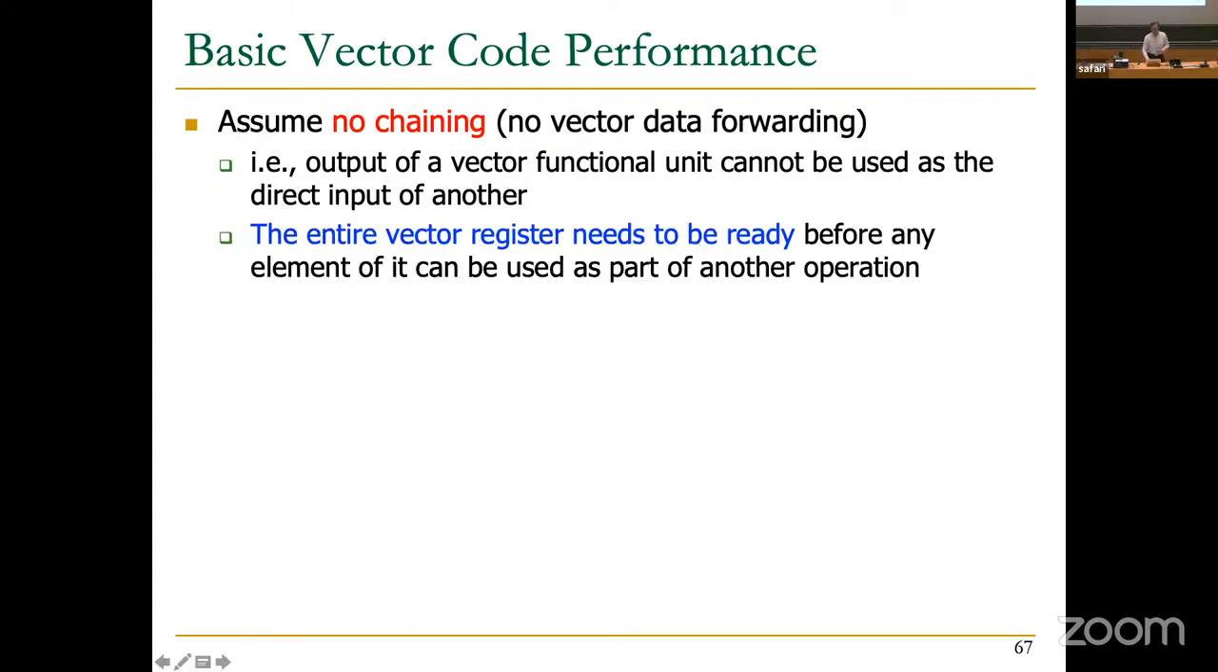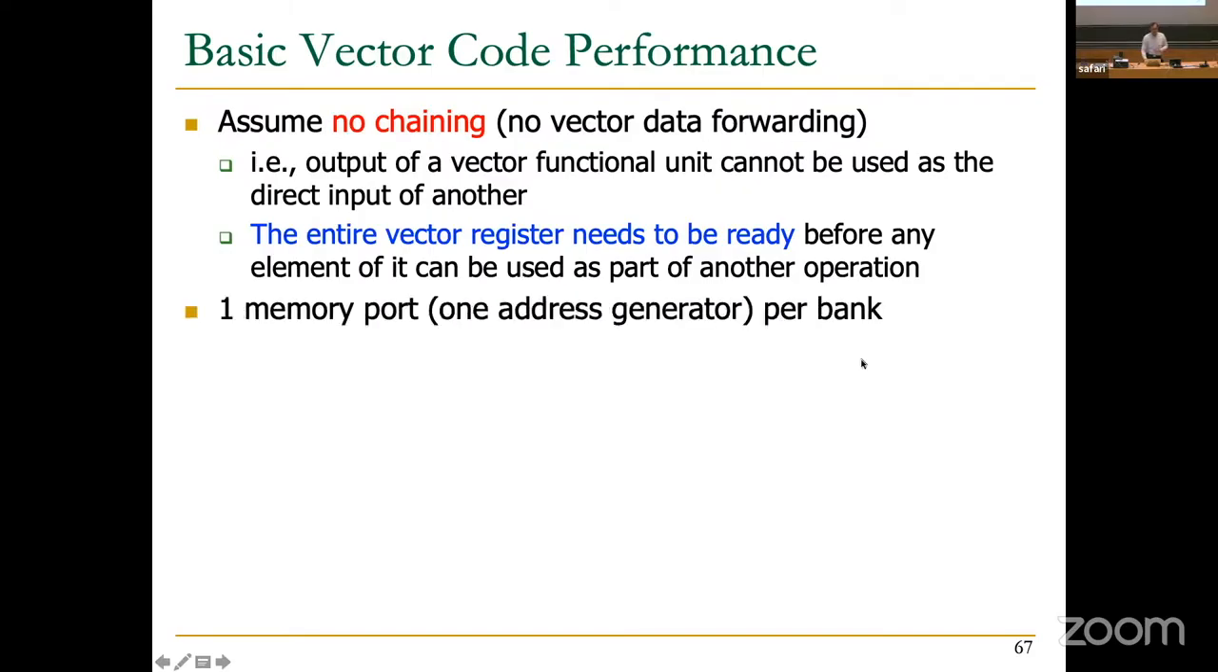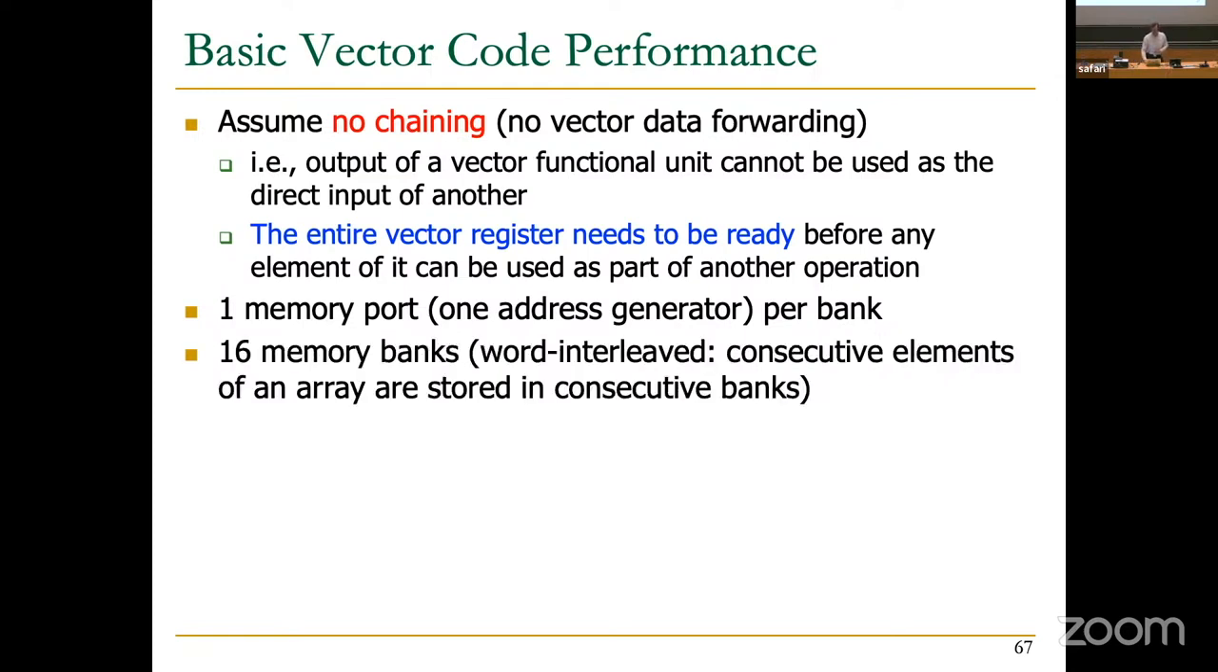Yeah, basically the entire vector register needs to be ready before any element of it can be used as part of another operation. And we're also going to assume 1 memory port, 1 address generator per bank. This is a good assumption in general, but we're going to fix that. We're going to add more to this later on. And we're going to assume 16 memory banks. In this case, word interleaved, meaning consecutive elements of an array are stored in consecutive banks.